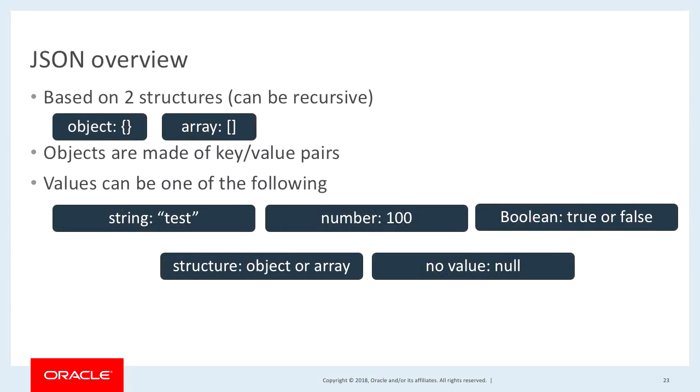So what is this JSON? Well, it's based on structures. So you have object and array. JSON will always start with an object or an array. The objects are made of key value pairs. They're quite simple. And the value portion of those could be any of these. You're going to have either a string, number, Boolean, true or false, or null. That's really all it is. The value could also be one of these structures, object or array, and that's how the structure of JSON becomes recursive. But it really is just that simple.